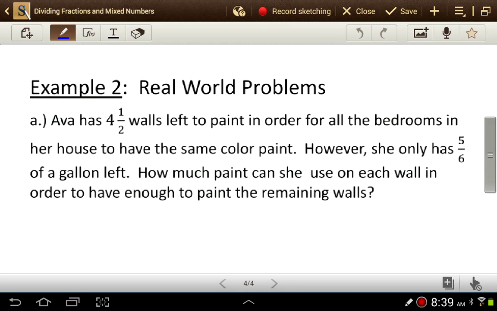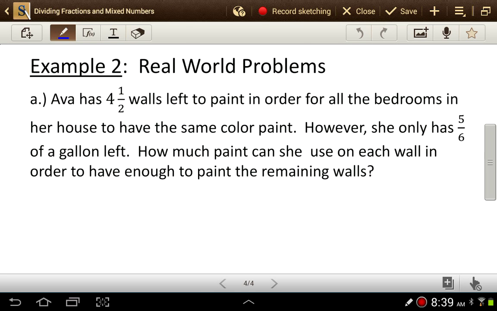Real world problem. Ava has 4 1/2 walls left to paint in order for all the bedrooms in her house to have the same color paint. However, she has 5/6 of a gallon left. How much paint can she use on each wall in order to have enough paint to paint the remaining walls?